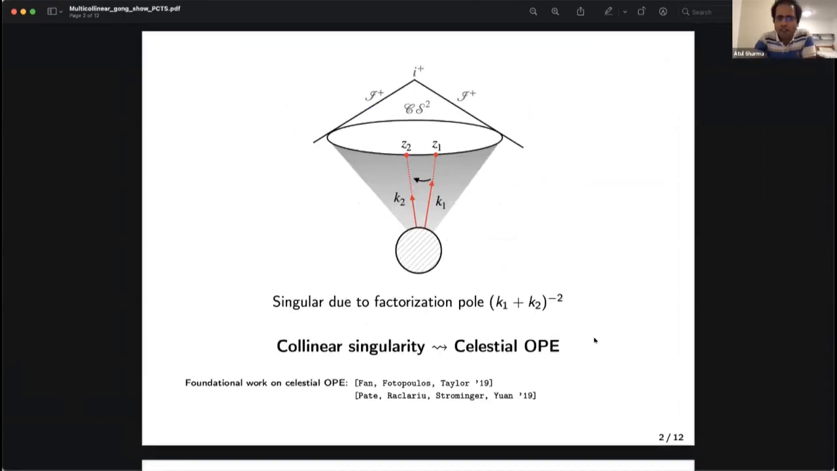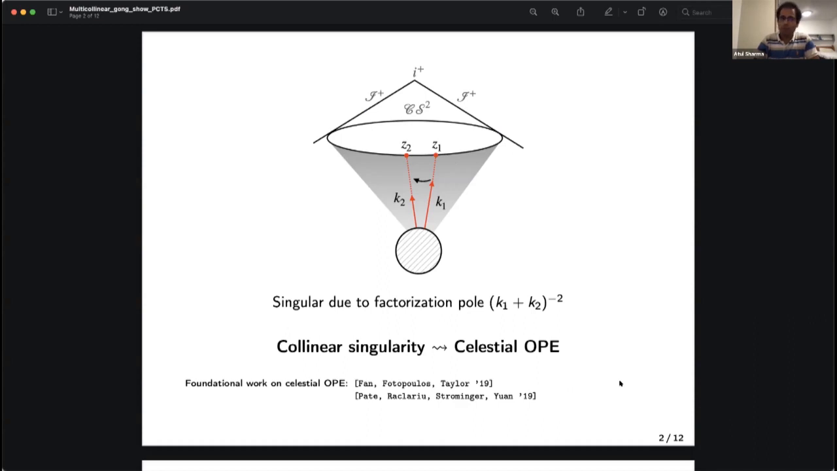So as Anna explained yesterday, the celestial OPE can be identified with collinear limits of gluon and graviton amplitudes. And it basically captures this particular 2-particle factorization singularity corresponding to K1 plus K2 squared. And we have also seen in the second paper here that the collinear singularity can be holographically predicted completely by using the subleading soft gluon symmetry.